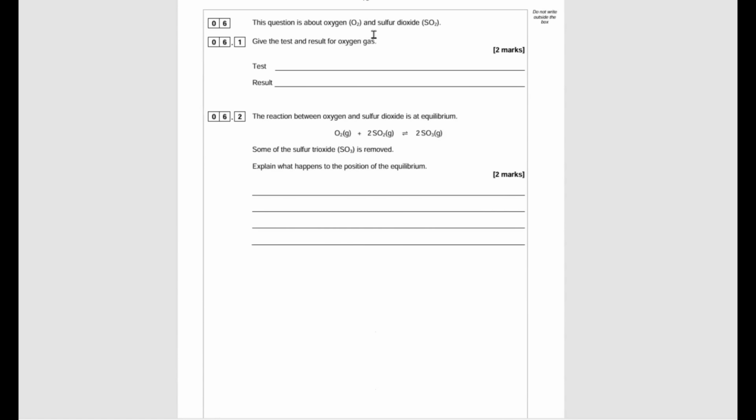This question is about oxygen and sulfur dioxide, SO2. So oxygen is O2, sulfur dioxide is SO2. Give the test and result for the oxygen gas. So what is the test for oxygen gas? Well, it relights a glowing splint. I've kind of given it all away in that. So the test is use a glowing splint.